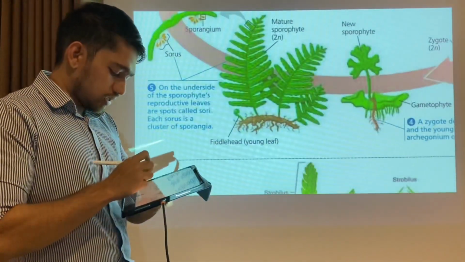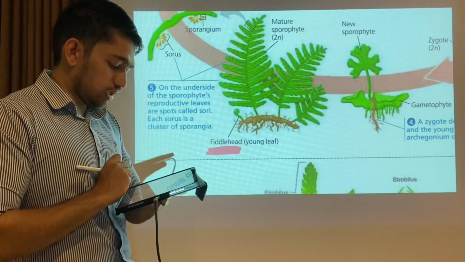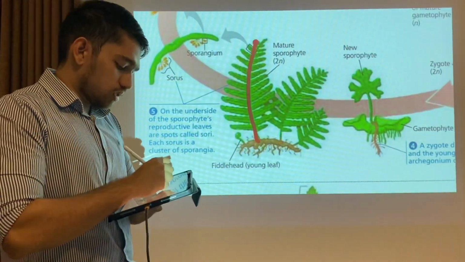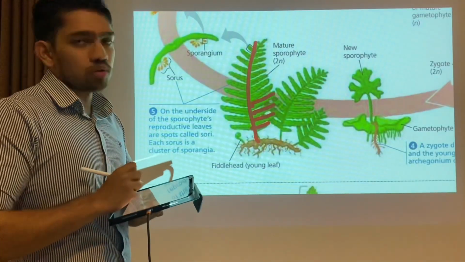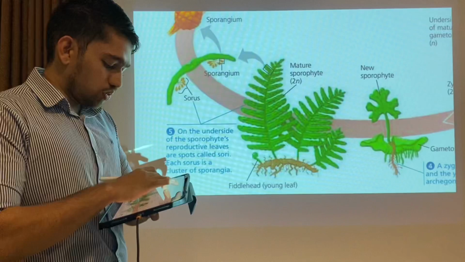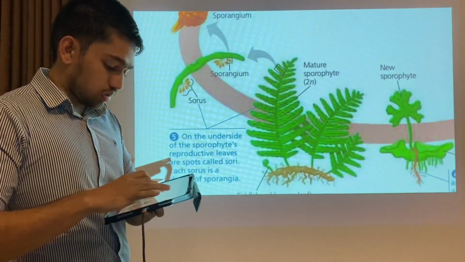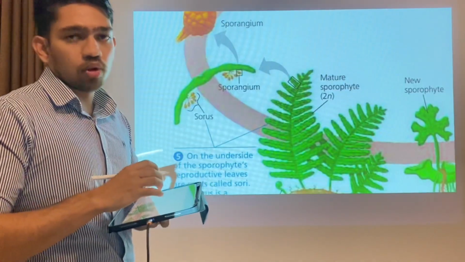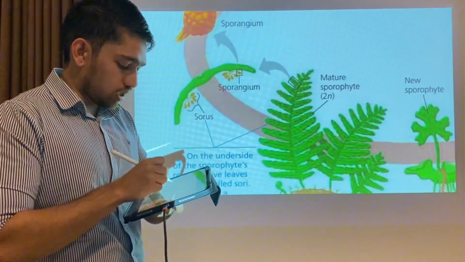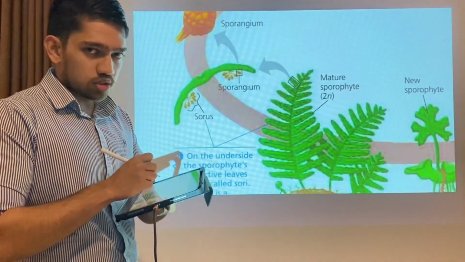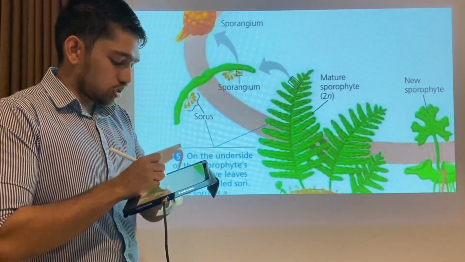These fiddleheads are the name we give for young leaves. And the mature leaves are what we call compound leaves. There's a unique feature in this Nephrolepis that the sporangia are borne as clusters on the underside of the leaf, which are known as sorus, singular sorus, plural sori.